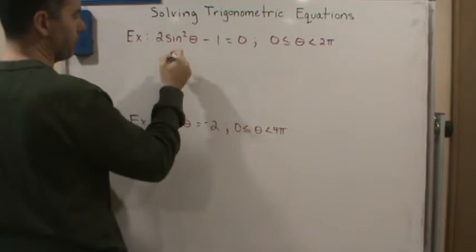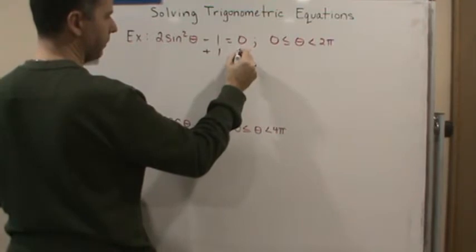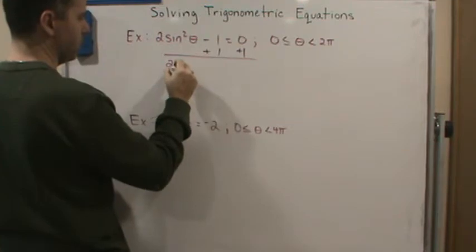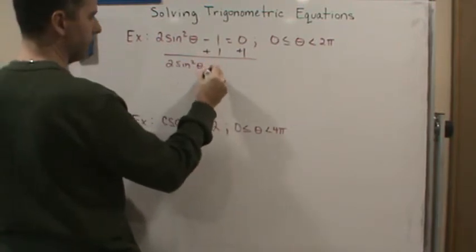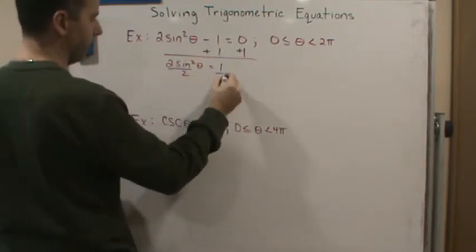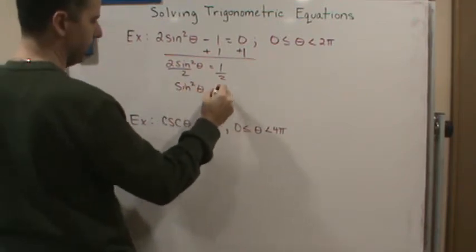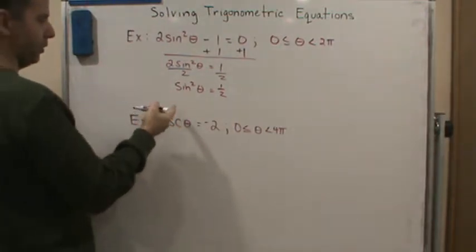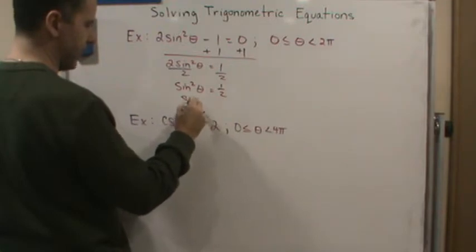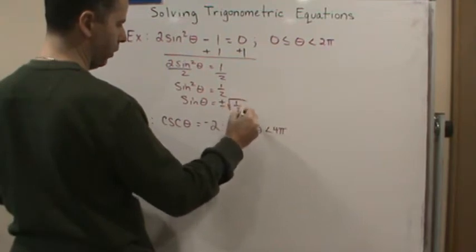So now what I'm going to do is isolate sine squared. So I'm going to add 1 to both sides. And so that's going to give me 2 sine squared theta is equal to 1. And I'm just going to divide both sides by 2, right? And so I get sine squared theta equals 1/2. And then this is where I'm going to use the square root property. And so if I take the square root of both sides, that's going to give me sine theta is equal to plus or minus the square root of 1 over 2.